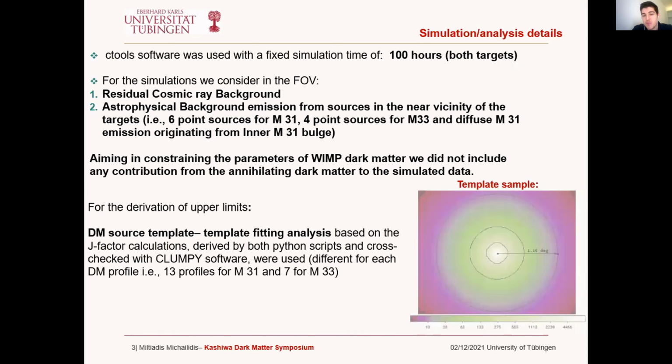Here at the bottom right corner, you can find a template sample where we have the J-factor values, of course normalized, with the peak at the center of the galaxy for the case of M31, and how the J-factor value decreases as we go to larger distances from the center. The contours here illustrate a decrease by a factor of 10 each time in the J-factor value.